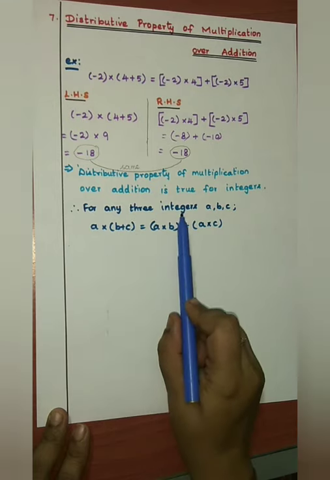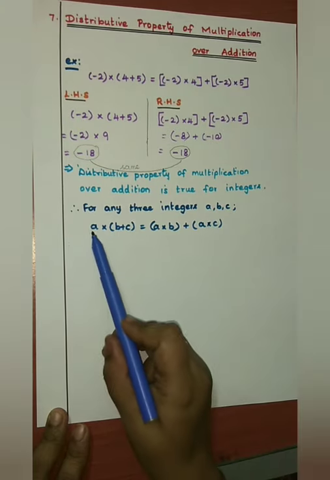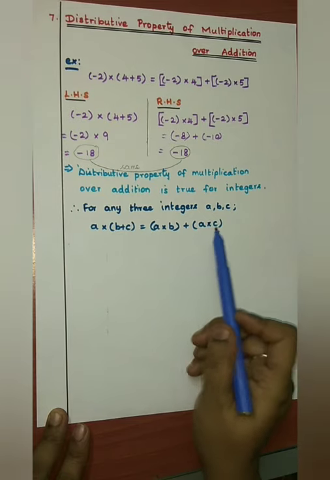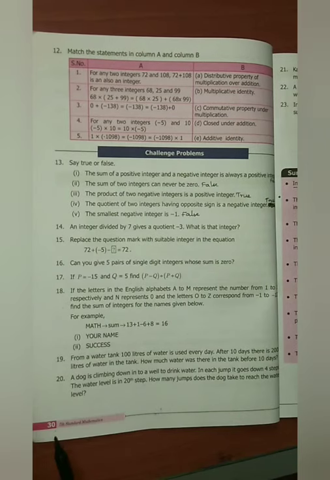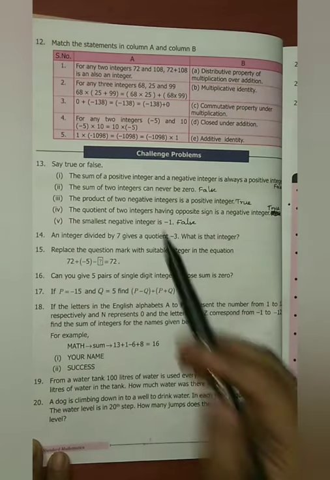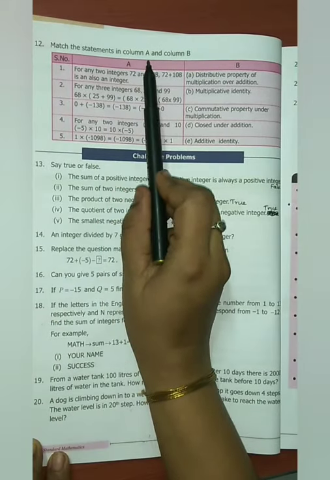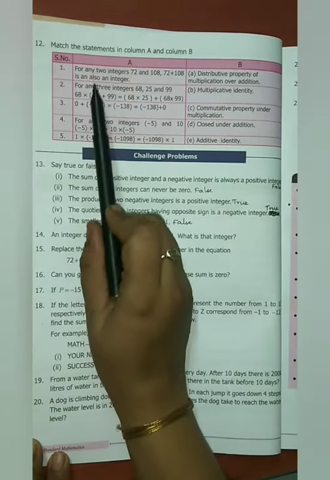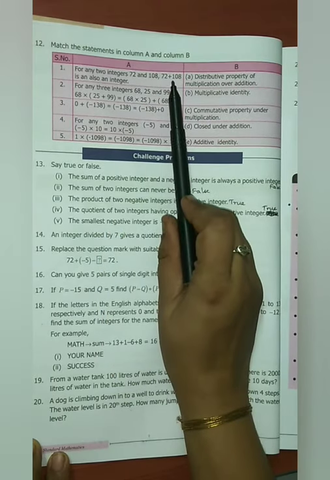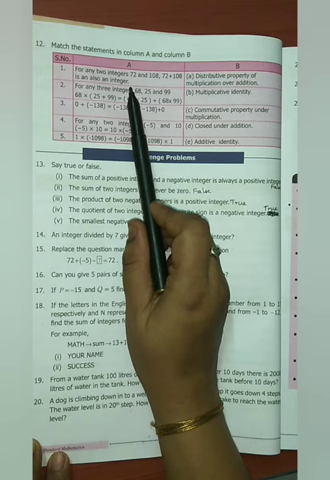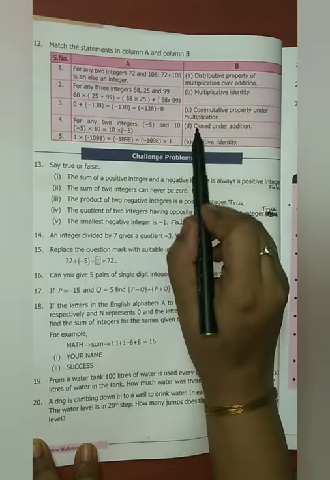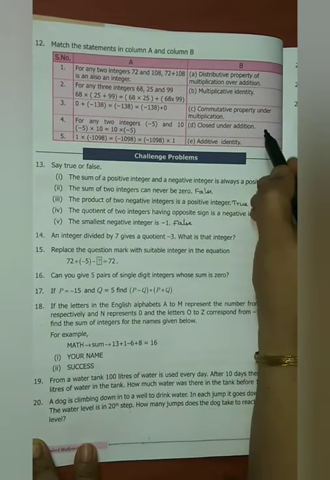Therefore, for any three integers a, b, c, a into (b plus c) is equal to a into b plus a into c. Take page 30 in the textbook, 12th problem. Match the statements in column A and column B. First one, for any two integers 72 and 108, 72 plus 108 is also an integer. So what property is this? This is closed under addition.